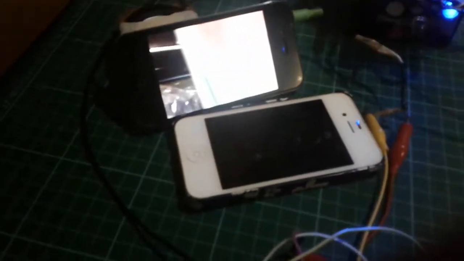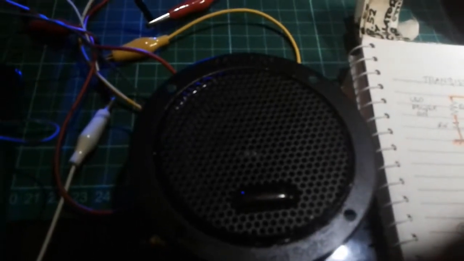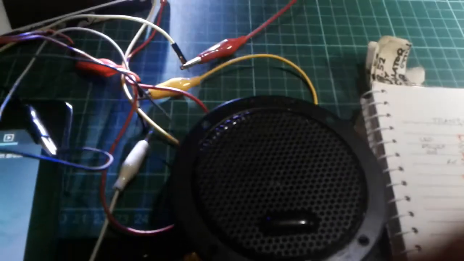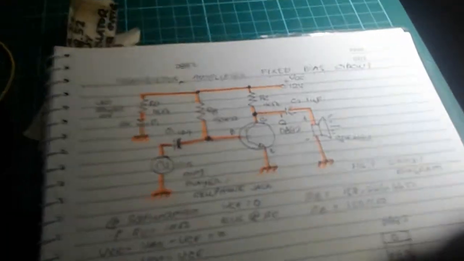Let us see the circuit. This is the Night Rider circuit. We have the 555 timer here. And let's check the circuit.